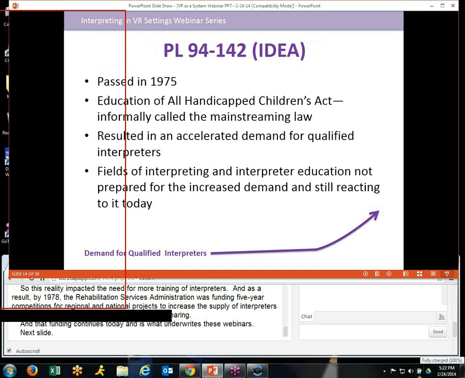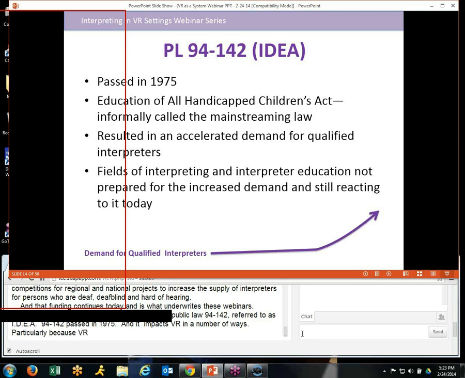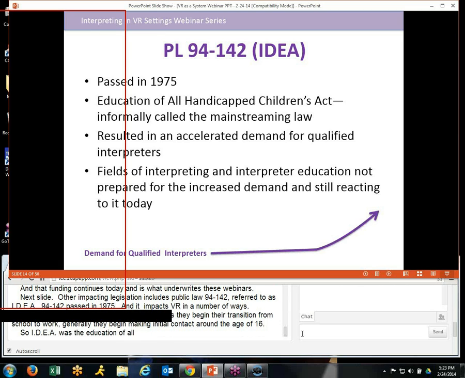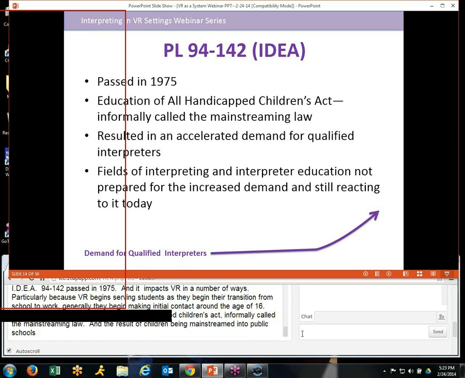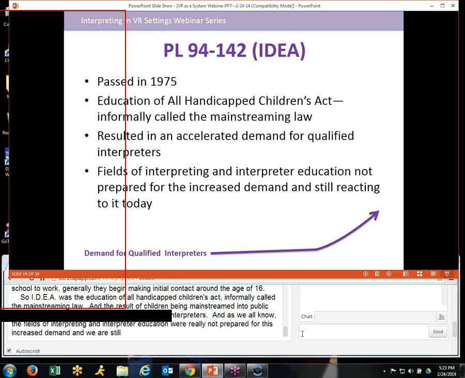Other impacting legislation includes Public Law 94-142, referred to as IDEA. 94-142 passed in 1975, and it impacts VR in a number of ways, particularly because VR begins serving students as they begin their transition from school to work. Generally, they begin making initial contact around the age of 16. So IDEA was the Education of All Handicapped Children's Act, informally called the Mainstreaming Law. And the result of children being mainstreamed into public schools was an accelerated demand for qualified interpreters. And as we all know, the fields of interpreting and interpreter education were really not prepared for this increased demand, and we are still reacting to it today.